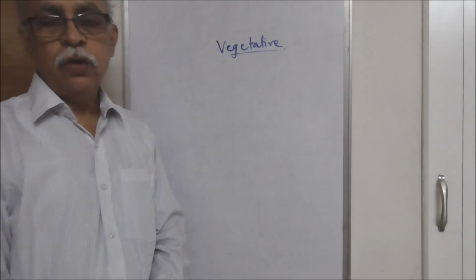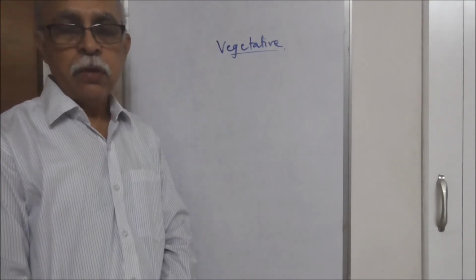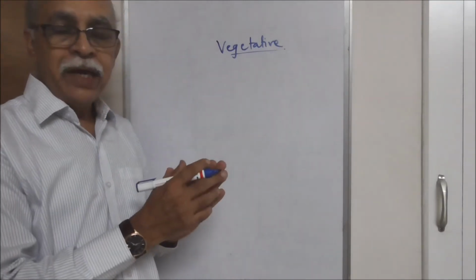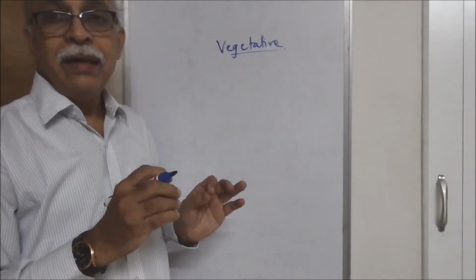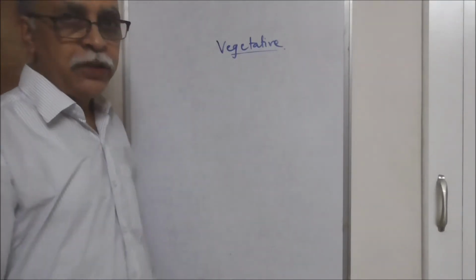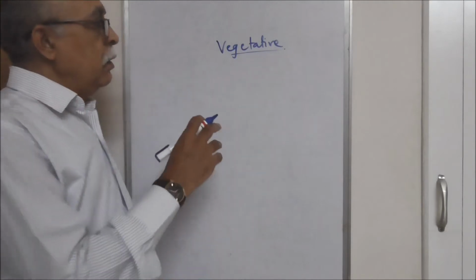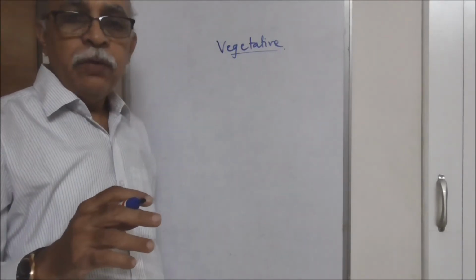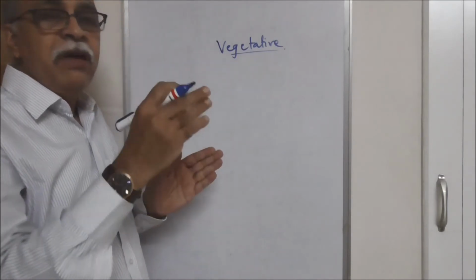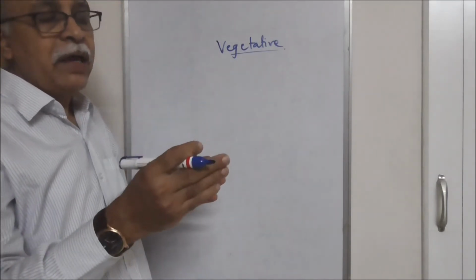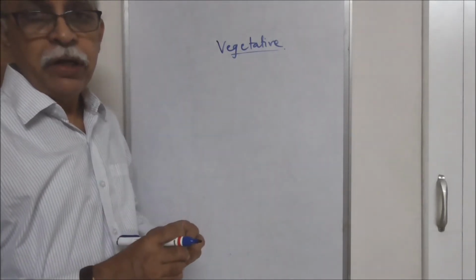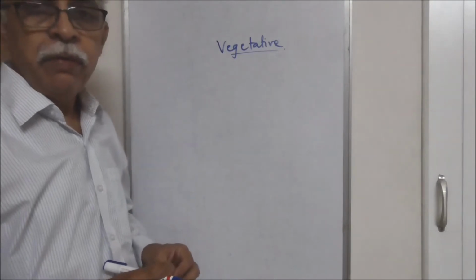Vegetative reproduction, or vegetative propagation, is where one organism gives rise to another organism without involving any gametic cells, any germ cells. Generally, in vegetative reproduction, the existing organism gives rise to another organism without any specific modification in its body. That's called vegetative reproduction.